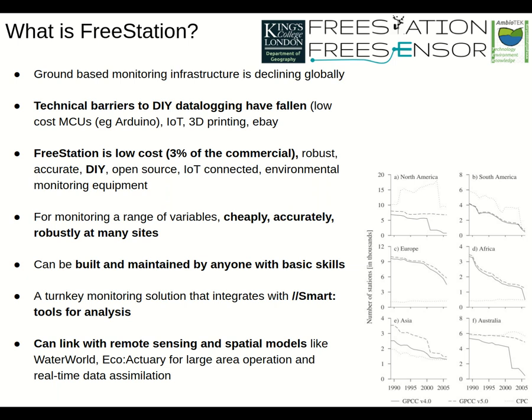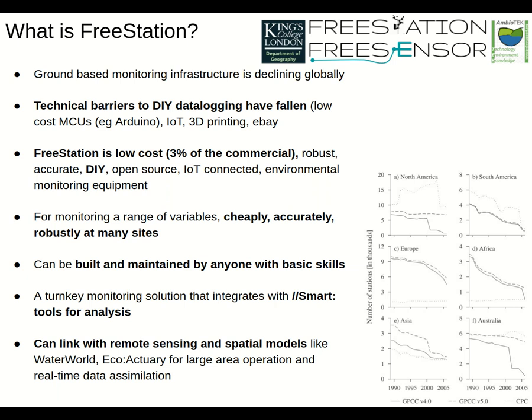However, technical barriers to do-it-yourself data logging, do-it-yourself sensing, have fallen over the last decade in particular with the generation of low-cost microprocessors such as Arduino, Raspberry Pi, Internet of Things, connected devices, 3D printing and low-cost electronic components available on websites such as eBay.